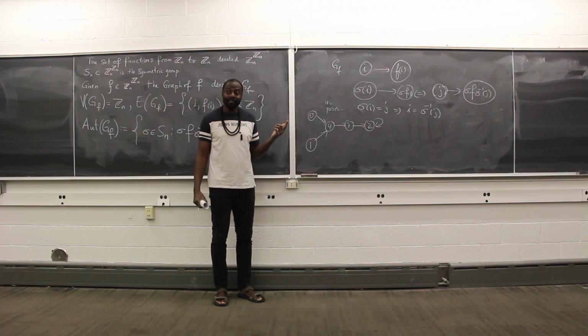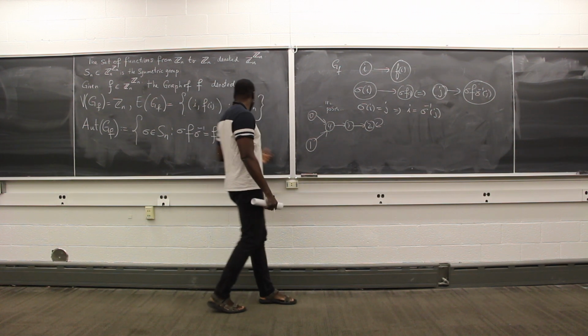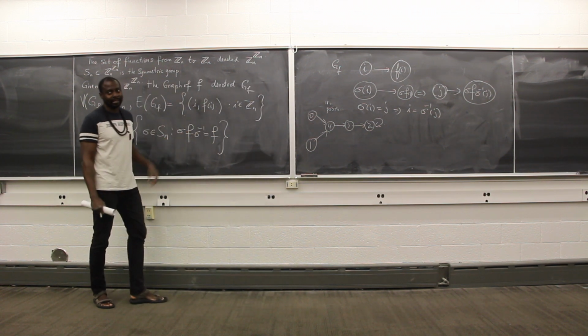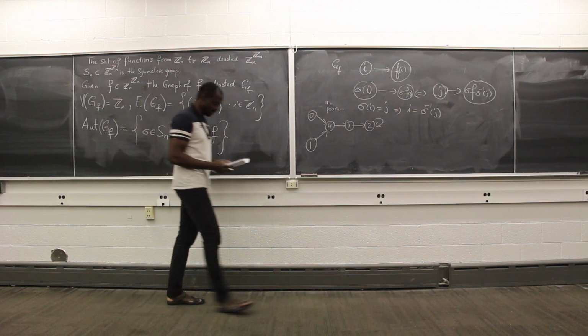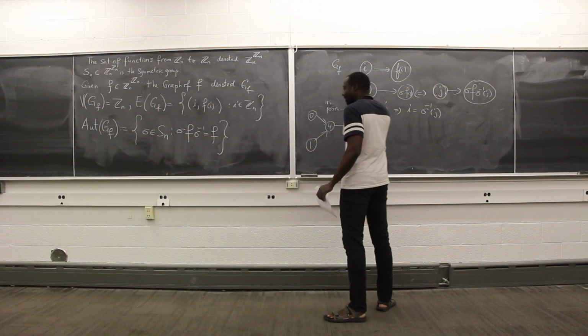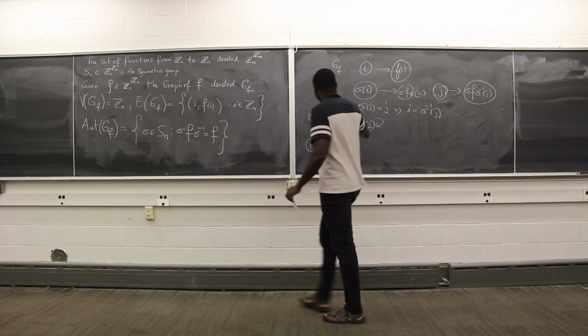Does that explain the sigma inverse? Yes. Sigma inverse came from a change of variable, basically. So conjugation is equivalent to relabeling. Okay, excellent question. All right, so we've defined what automorphism groups are for these guys.